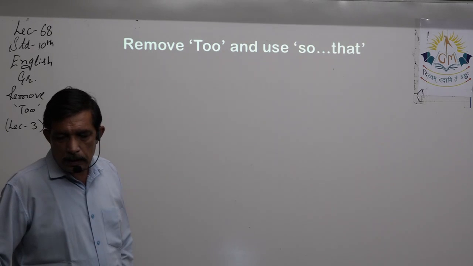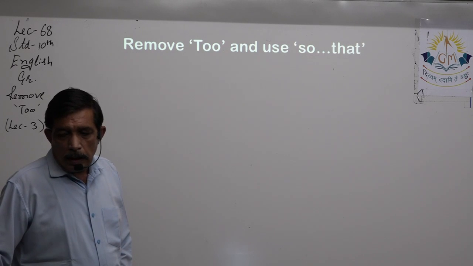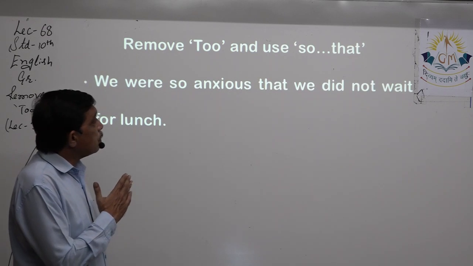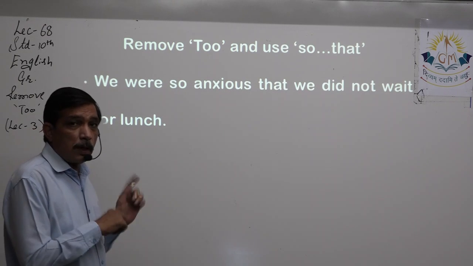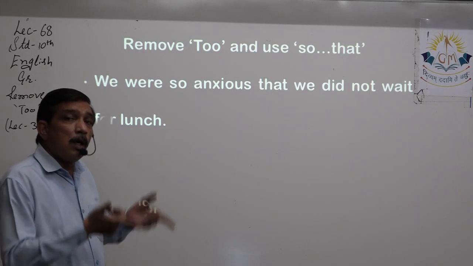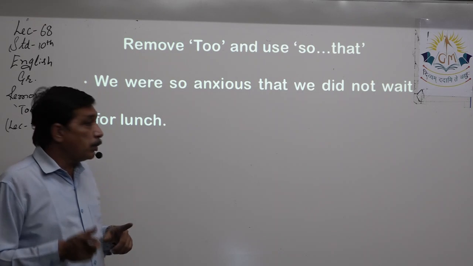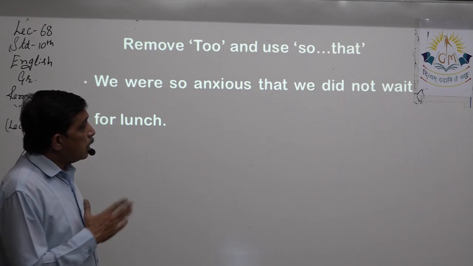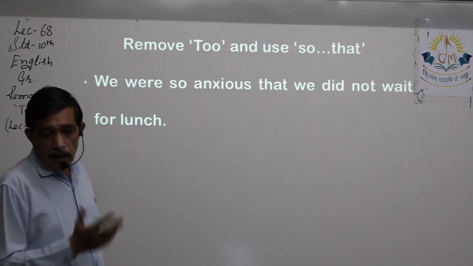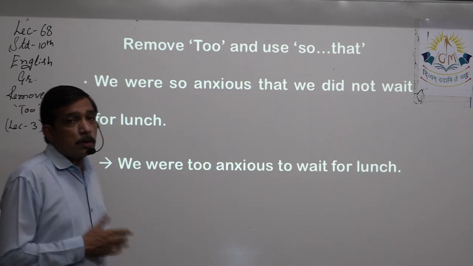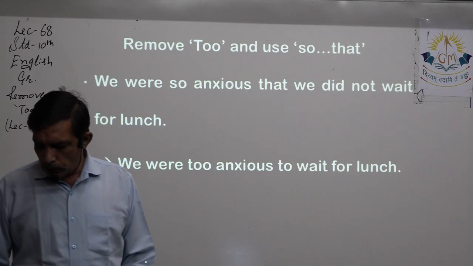Now let us see a sentence where negation is there with "so that". We were so anxious that we did not wait for lunch. So "so that" is there, and negation is also there. So when we transform it to "too", we remove the negation. So "we did not wait" will become "to wait". So the answer is, we were too anxious to wait for lunch.